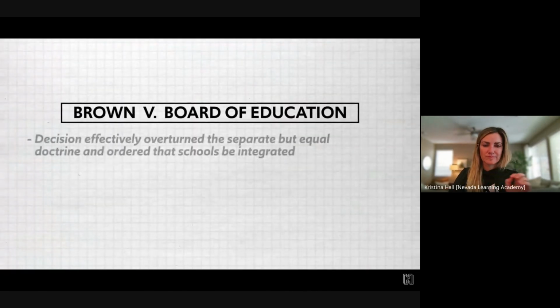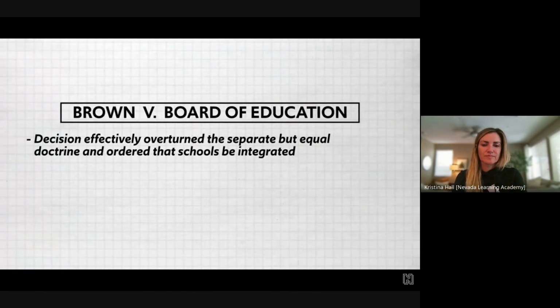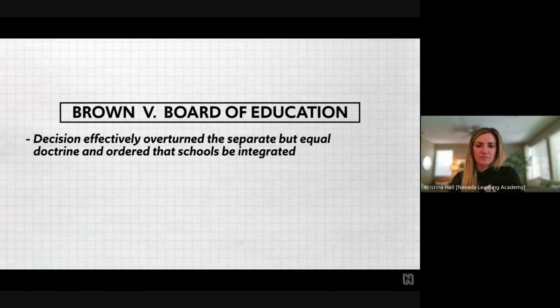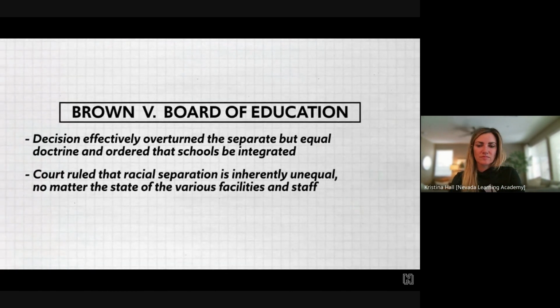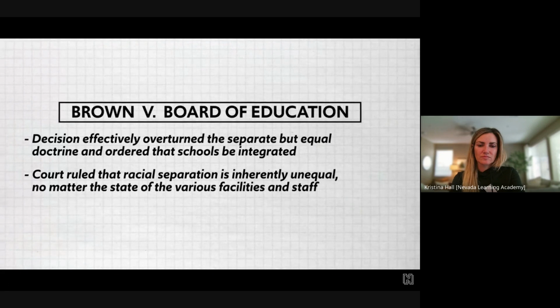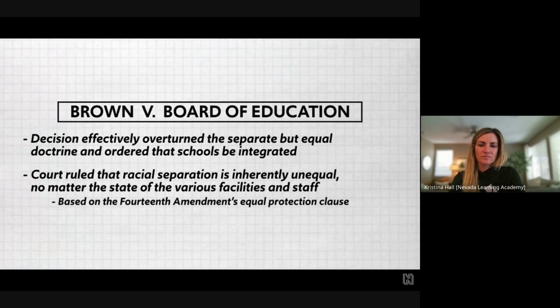Well, in 1954 and 1955, a series of cases under the heading of Brown v. the Board of Education came before the court to address this inequity in the school system. Now, since this is a required case, I've got a whole video devoted to it. So here, let me just say that the Brown decision effectively overturned the separate but equal doctrine and ordered schools to be integrated. The court ruled that racial separation is inherently unequal, no matter the state of the various facilities and the staff, and they did so based on the 14th Amendment's Equal Protection Clause. And this is an example of the court upholding minority rights.